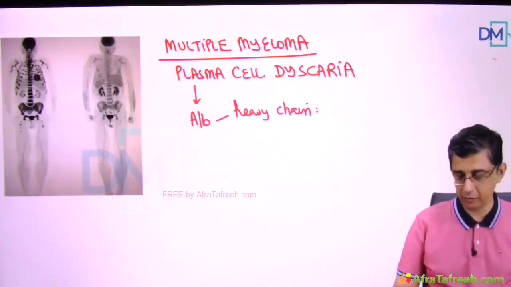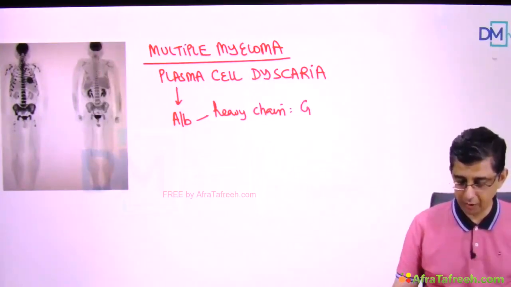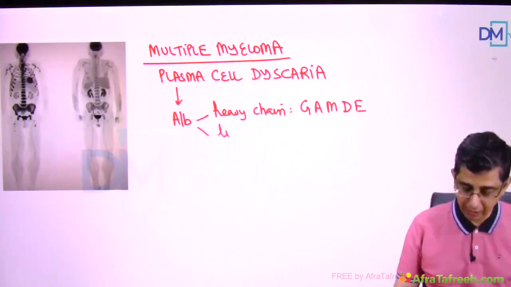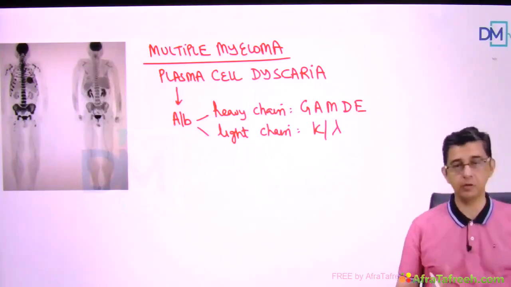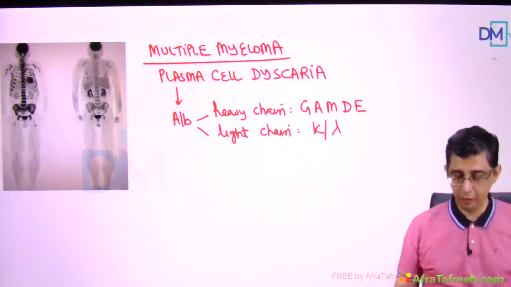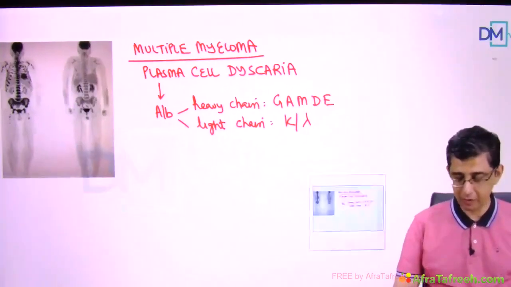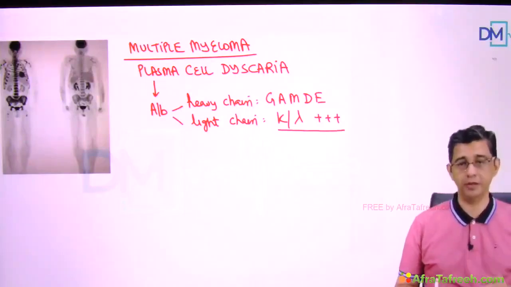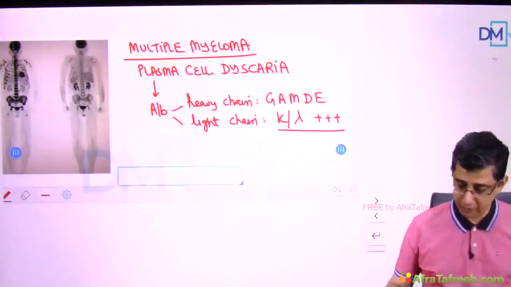The heavy chain component relates to the antibody classes G, A, M, D, E. Those are the standard ones that we study. When it comes to the light chain, the components to be remembered are kappa and lambda. The problem in this patient is an overproduction of the light chains, and all the antibodies produced with overproduction of light chains are defective antibodies.